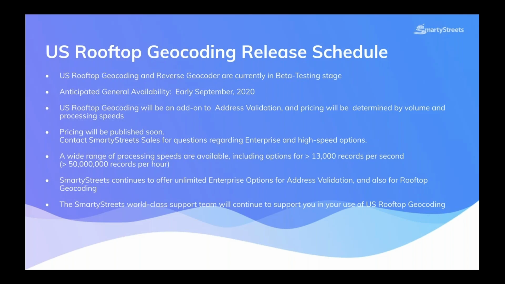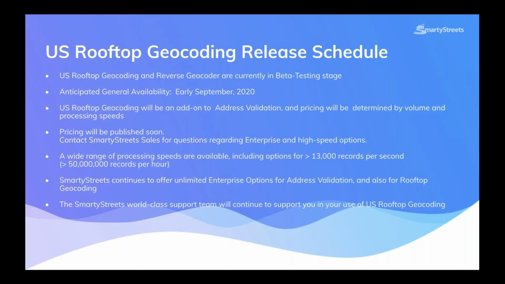What's our release schedule? We are targeting early September, maybe as soon as the 1st, but I don't want to commit my engineering team to something that will put additional pressure on it. It will definitely be early September 2020. The Rooftop Geocoder and Reverse Geocoder are currently in beta testing stage with very good results.